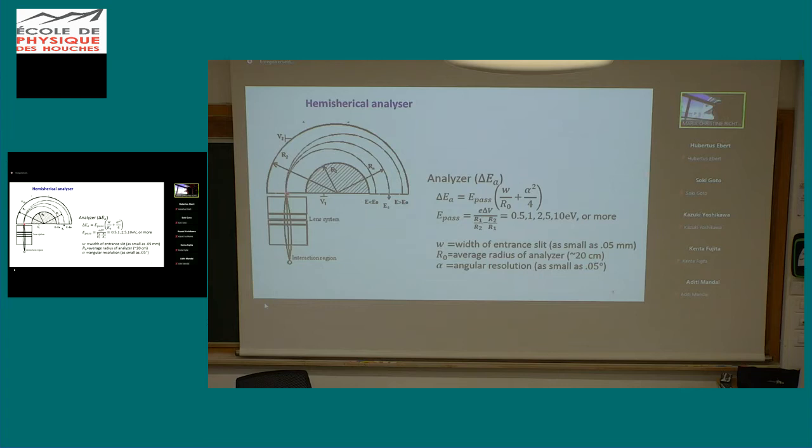And then the electric field between the two hemispheres will determine the trajectory of the electron with a given kinetic energy that is possible to come out at the exit slit. And the resolution for this analyzer is given, amongst others, not only by the slit width, but also by the mean radius. So this is the instrument we mostly use for photoemission.